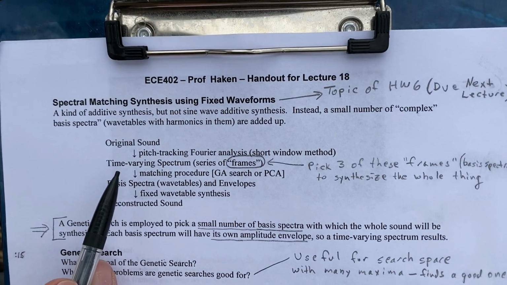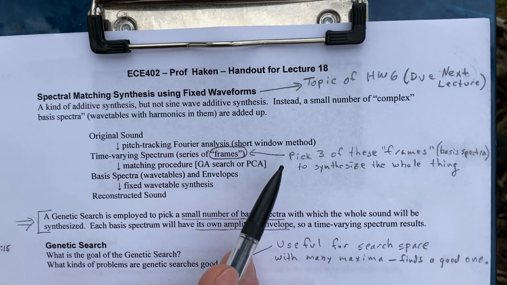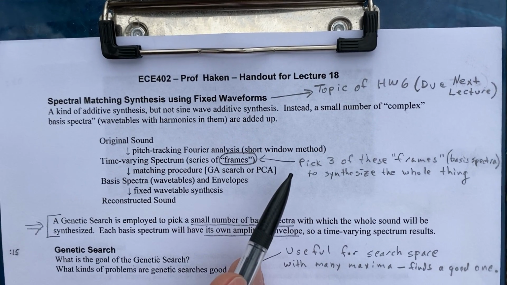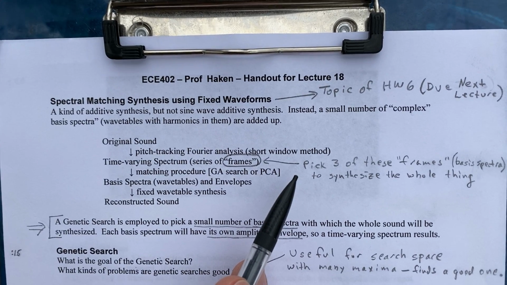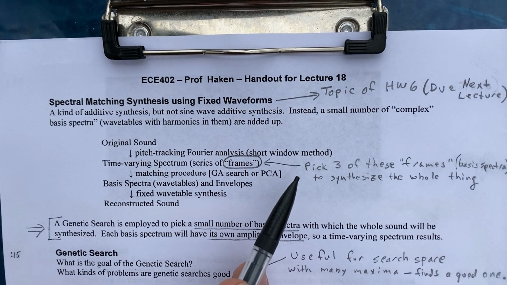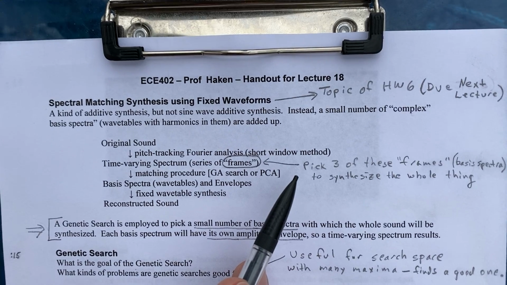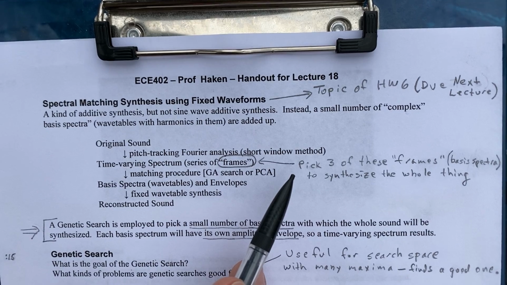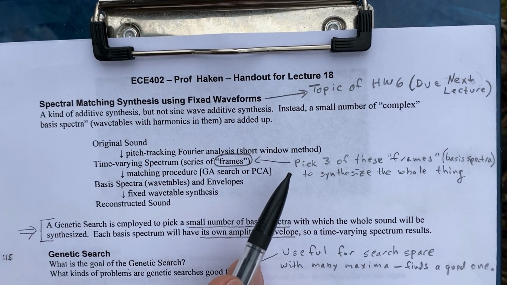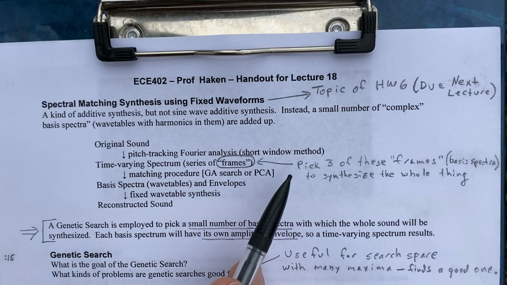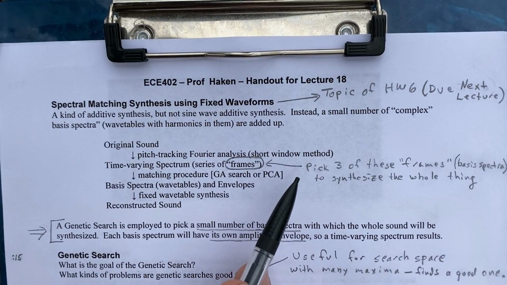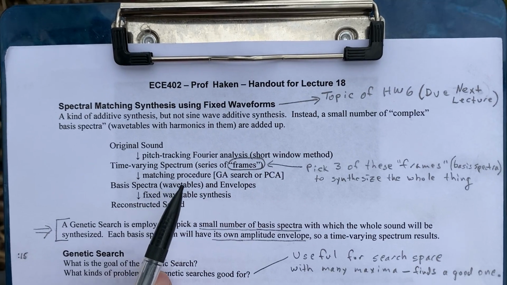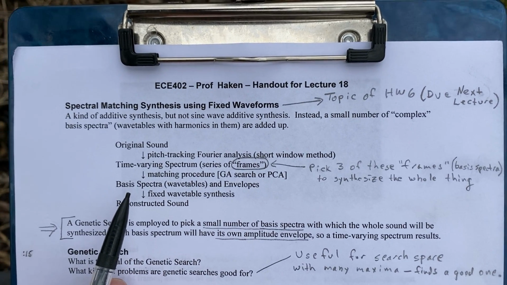What the idea then is, we're going to pick 3 of these frames, or 3 of these spectra that we have, and call them our basis spectra. We're going to just pick 3 representative ones, and if we pick 3 good representative ones, we can put amplitude envelopes on those 3 wavetables, or those 3 spectra, you can think of it either way, to synthesize a whole thing. So what we're going to do then is do a matching procedure, which in this paper, what we're interested in is genetic algorithm, or GA search, which we'll talk about a little later.